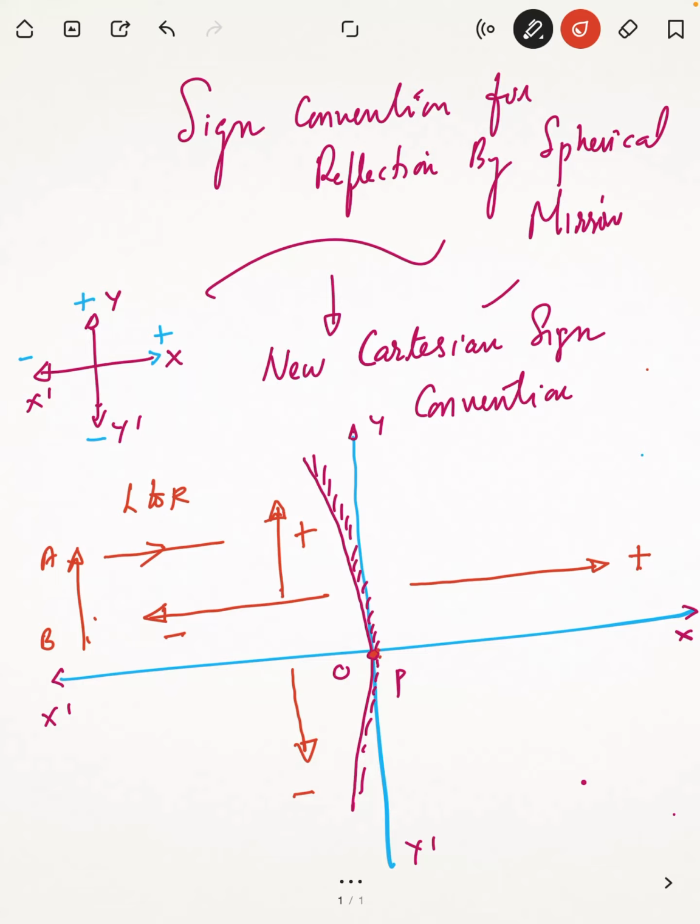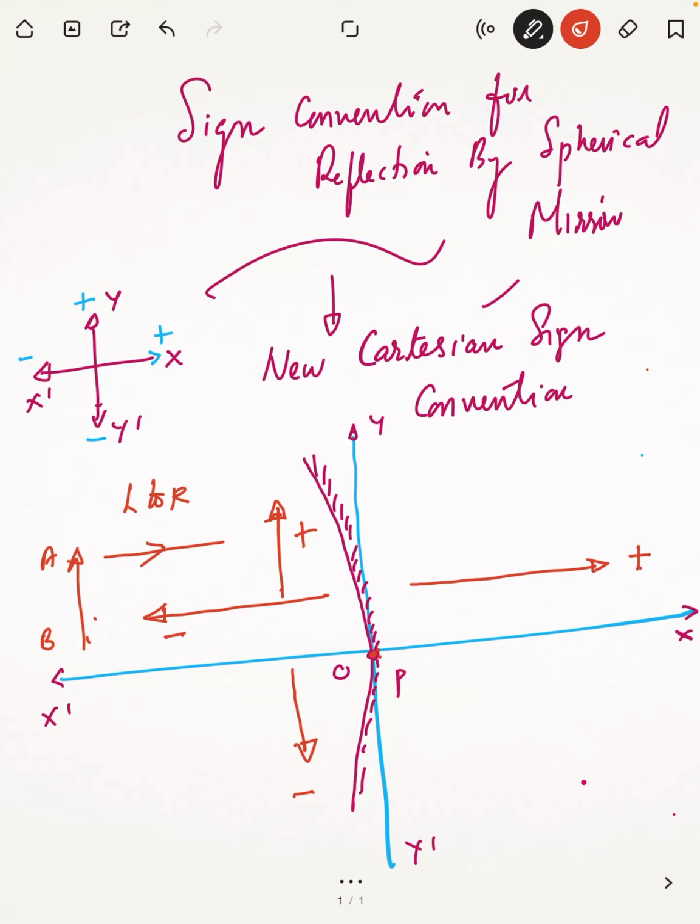So I repeat, this is a Cartesian coordinate system, an xy system. Along the x axis we have positive values, along x dash negative values, along the y axis positive values, and along y dash we get negative values.